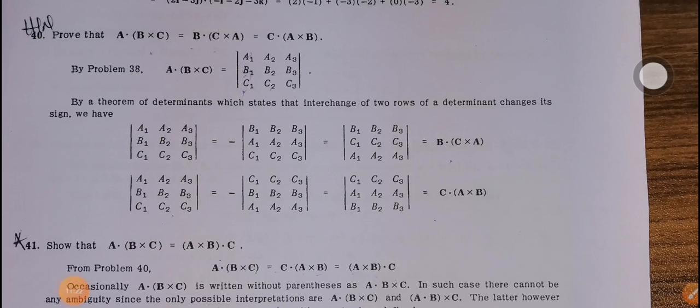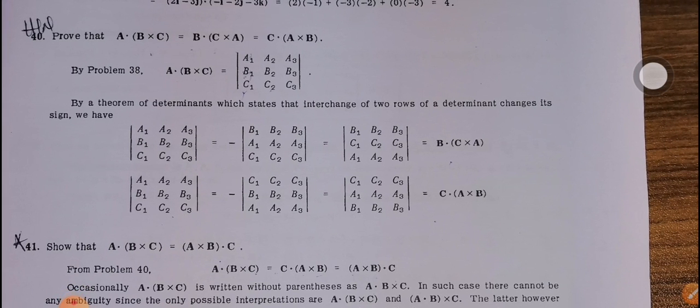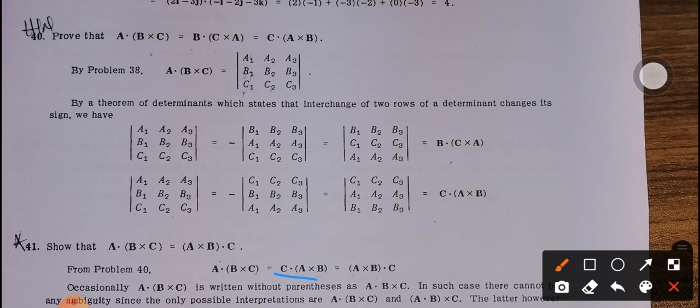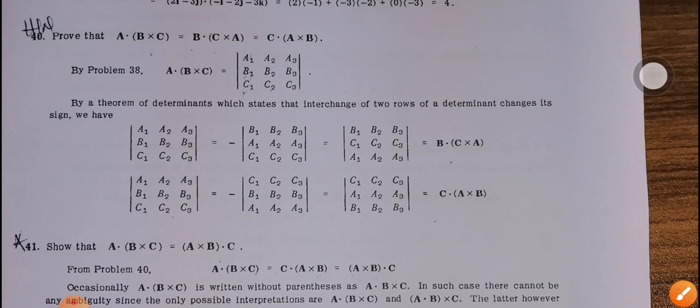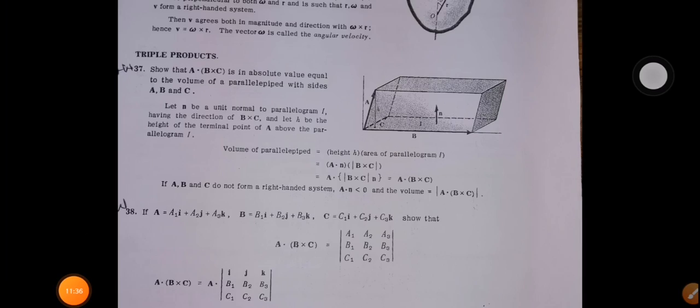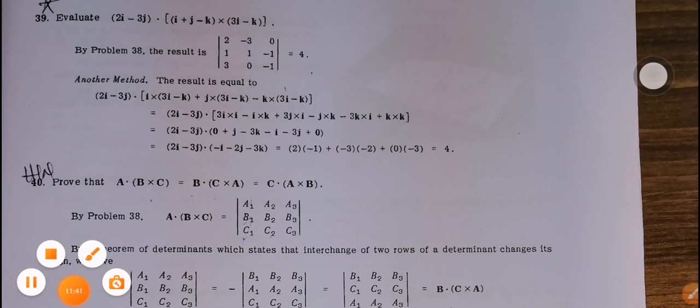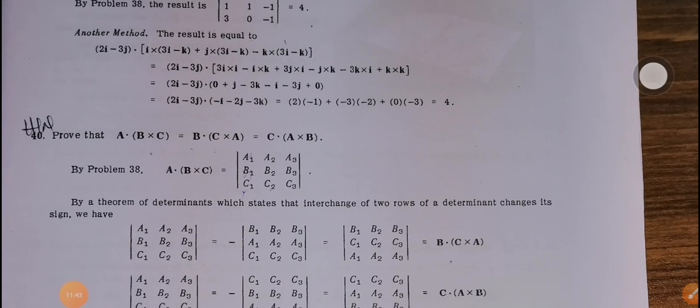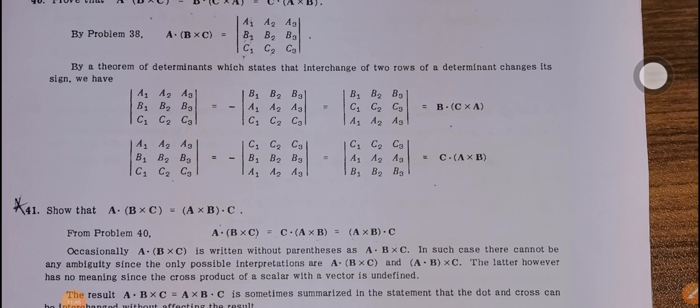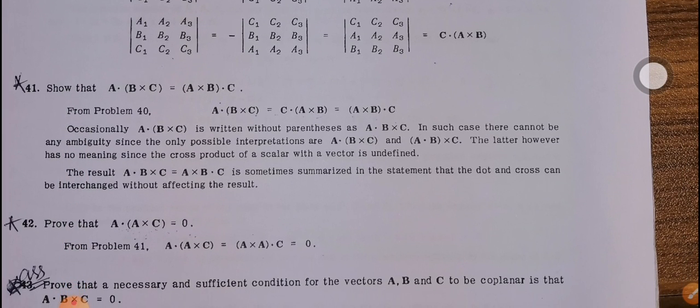Clearly it is again the same, because we know that a dot b cross c is equal to c dot a cross b, and we also know that the dot product is always commutative, so I can replace it with a cross b dot c. So this is not that difficult. So far we have discussed questions 37 and 38, then questions 39, 40 and 41 related to the triple products, and now we will discuss question number 42. Prove that a dot a cross c is equal to 0.